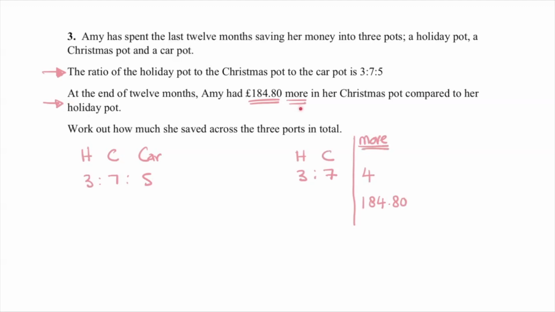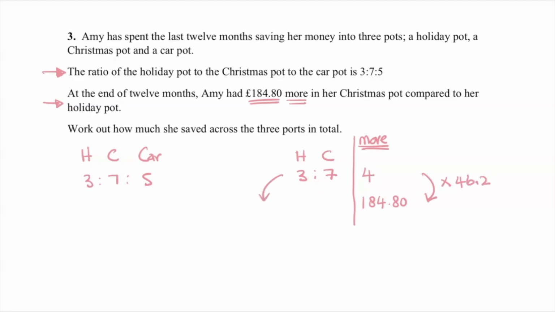When they're talking about more or less and you haven't actually got the total, it means that you work with the difference between the two. Now, using your calculator, you'll work out what you multiply 4 by to get to £184.80, which is 46.2. And that's what you would multiply on this side.